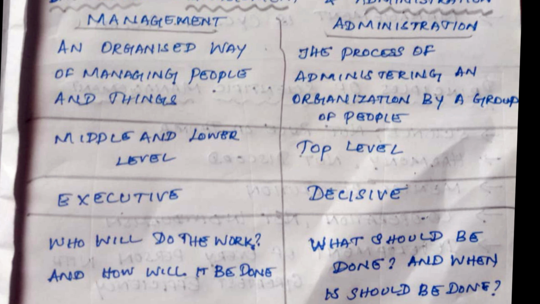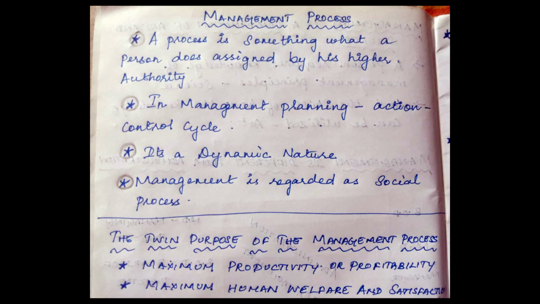So what do you mean by decisive? Decisive means making clear decisions, whereas executive means to execute, or to finish, or to make the decisions active. So management is about who will do the work and how it will be done, whereas administration is about what should be done.